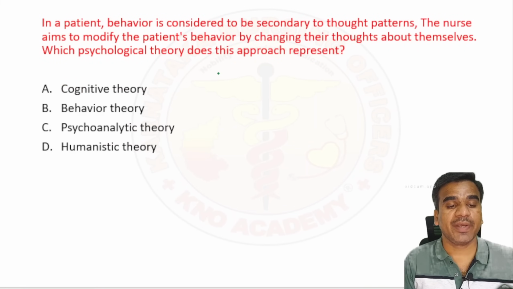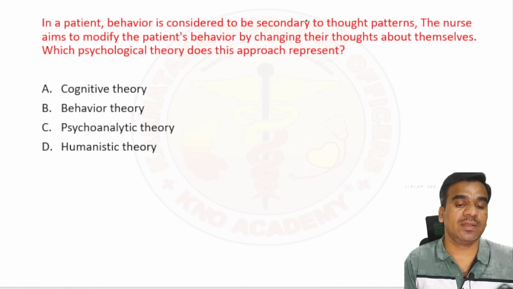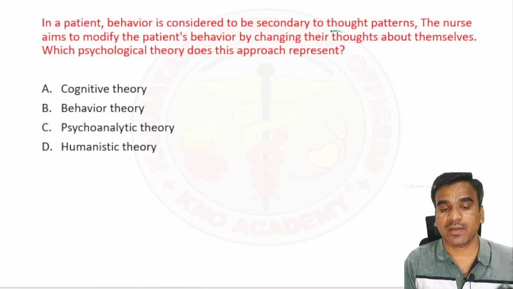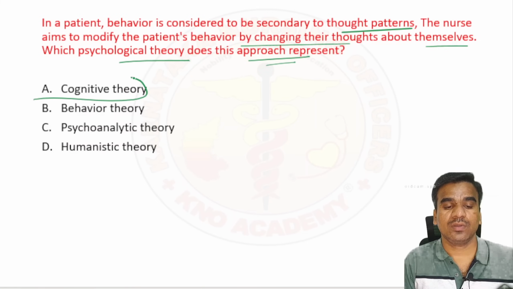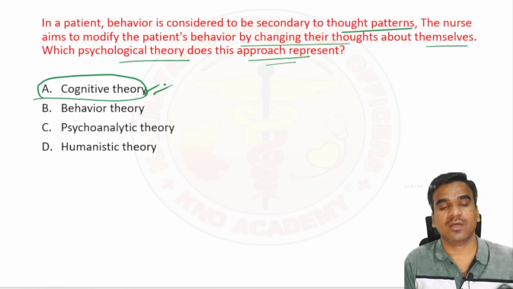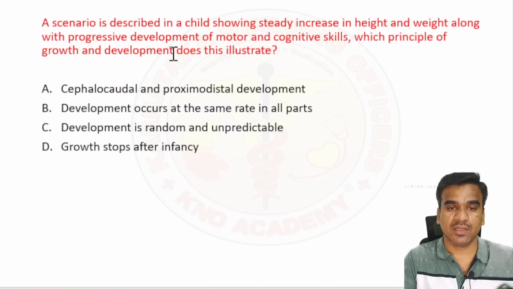Okay, and a patient's behavior is considered to be secondary to thought patterns. The nurse aims to modify the patient's behavior by changing their thoughts about themselves. Okay, which psychological theory does this approach represent? So cognitive therapy is the right answer. Okay, cognitive therapy is the right answer.